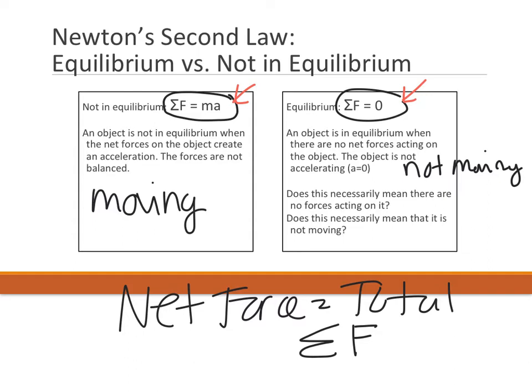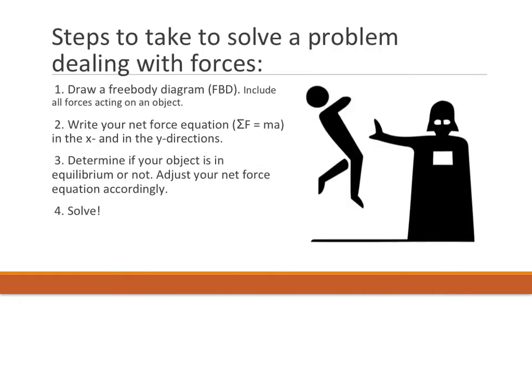So I'm going to go through some examples and show how we would start to set up these problems in a conceptual way and then using numbers. So the steps we're going to take is first to draw a free body diagram and include all forces on the object. If they give you numbers, you also need to include these as well. Then you need to write down the force equation in the x and the y directions.